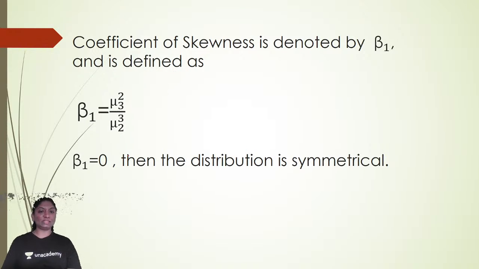If beta 1 is equal to 0, then the distribution is symmetrical. As I told you, in the normal distribution the value of beta 1 is 0 because it is distributed symmetrically.